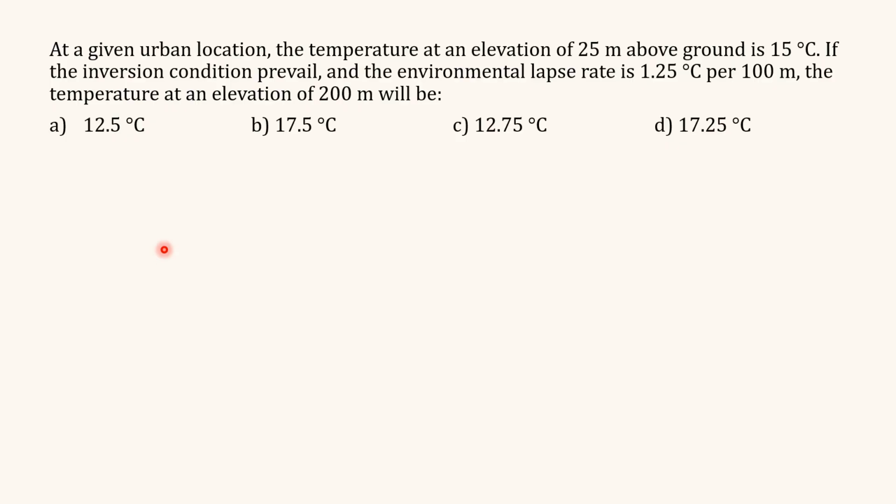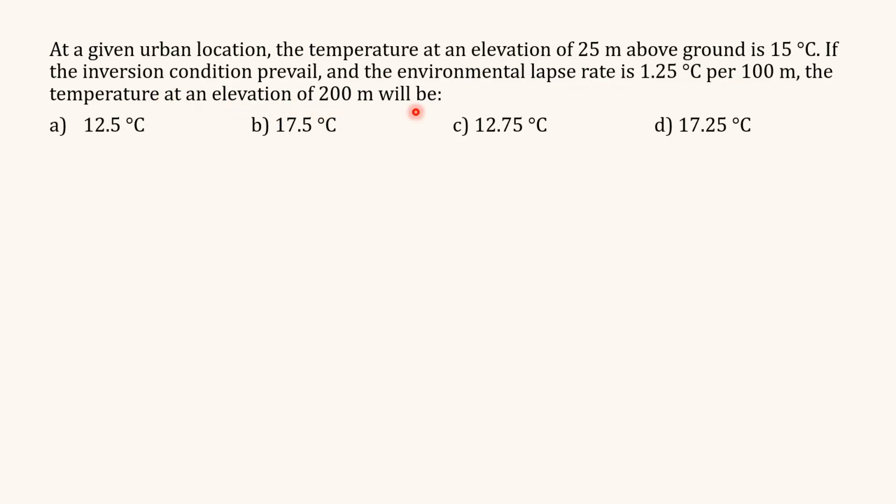In the next question, it is mentioned that at a given urban location, the temperature at an elevation of 25 meter above ground is 15 degrees Celsius. If the inversion condition prevails and the environmental lapse rate is 1.25 degrees Celsius per 100 meter, what is the temperature at an elevation of 200 meter?